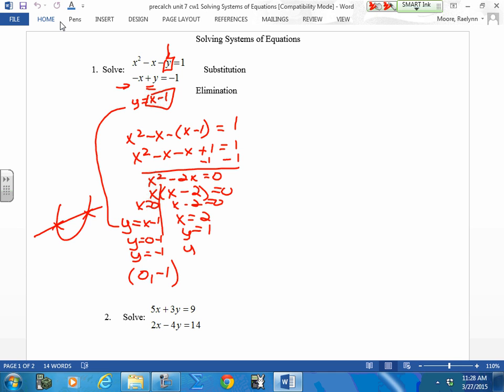I do the same for this side. I bring in my x is 2, or I already said y is 1, right? And I got y is 1 already, I guess. So here's my other point. You have 2 points. Now, a nice way to check this is using a graph.